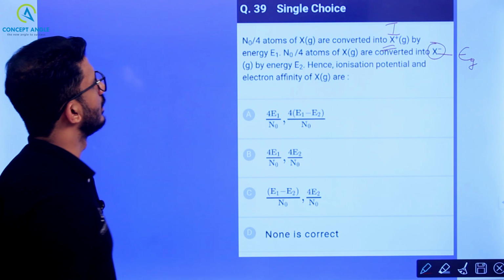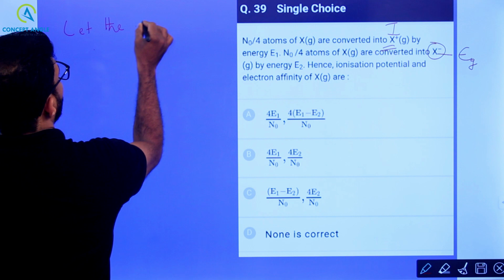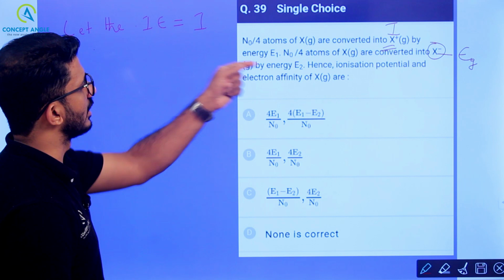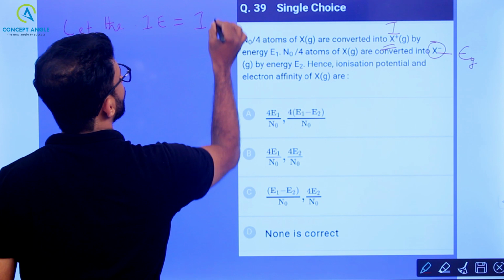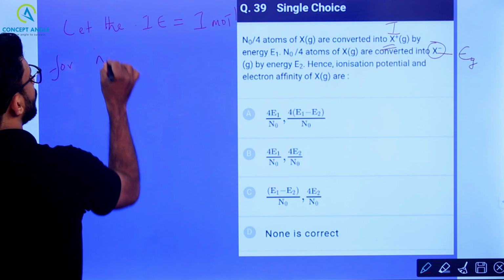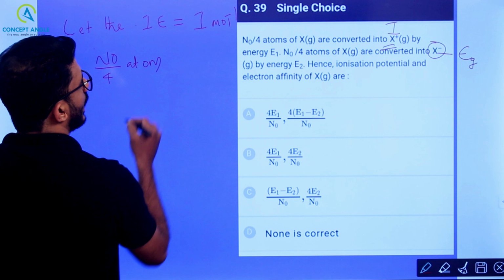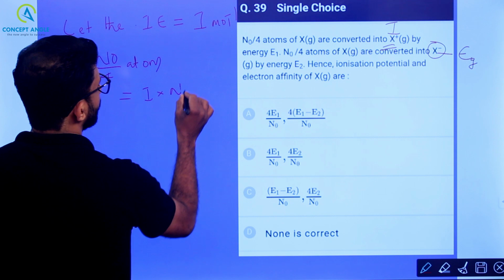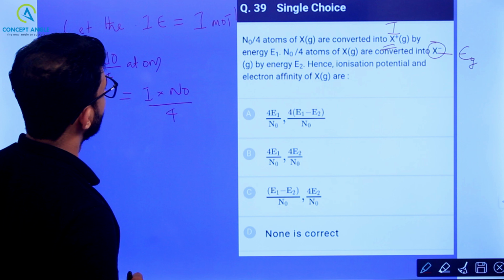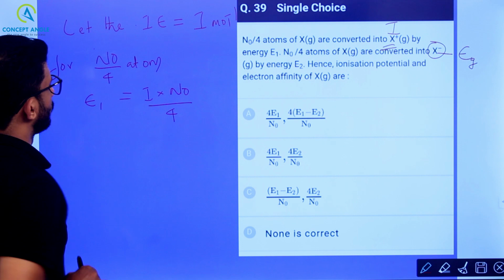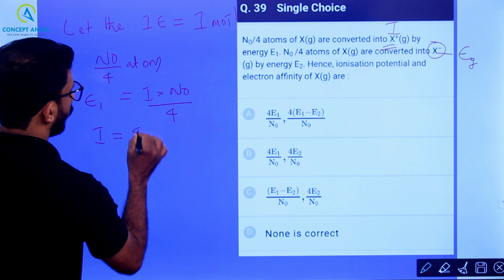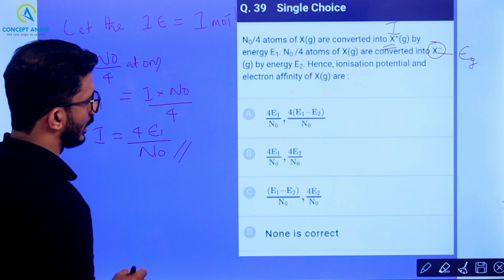So let the ionization energy be I. I is the energy for 1 mole of X atoms going to X plus. How many moles do we have here? This is N0 by 4, per mole. Therefore for N0 by 4 atoms, the energy is I into N0 by 4. E is equal to E1, the energy first. So E1 is equal to I into N0 by 4. Therefore, I is equal to 4E1 divided by N0, where N0 is the Avogadro number. That is 4E1 by N0, and that is an option.